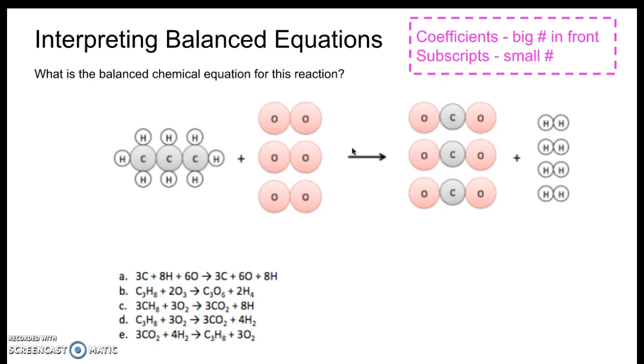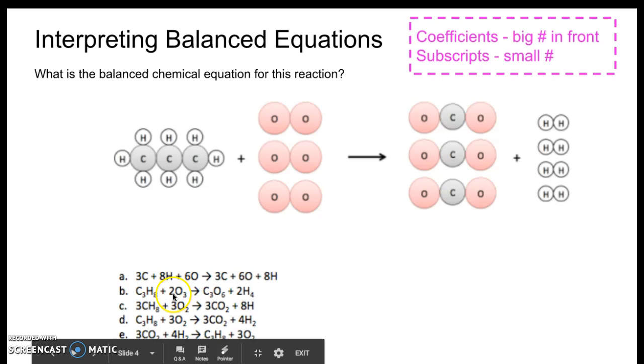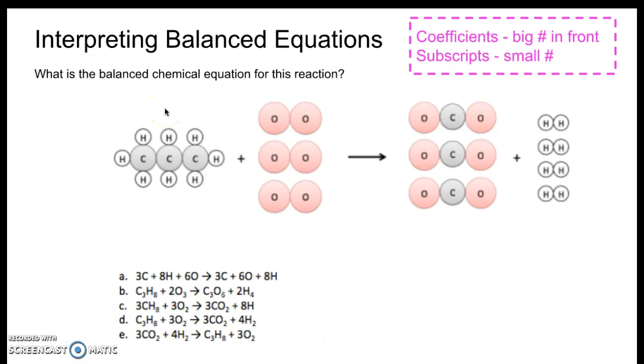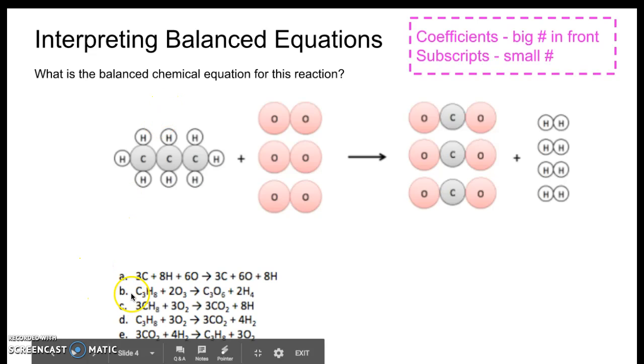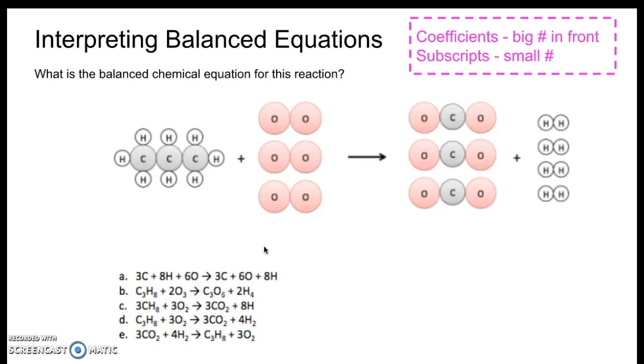Notice that there are two types of numbers that we use. We use coefficients and we use subscripts. So coefficients are the big number in front and they tell you something, and the subscripts are the small numbers and they tell you something different. So if you look, for example, here, 2O3, the 2 is the coefficient, the big number in front, and the subscript is that little 3 there. So a question like this is just testing your ability to interpret a chemical equation like the answer choices and understand that they tell you something about the number of molecules and the atoms the molecules are made of.